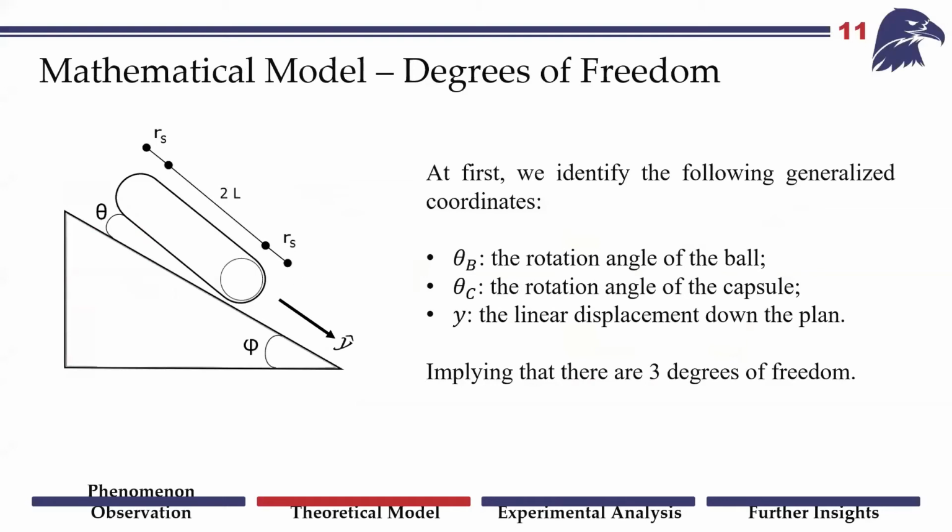Okay, now the mathematical model, degrees of freedom. At first, we can identify the generalized coordinates: theta B, theta C, and y. Theta B is the rotation angle of the ball, theta C is the rotation of the capsule, the theta in the image, and y is the position along the plane. You can see that we defined it inclined already because it's useful for us. And finally, there are 3 degrees of freedom.